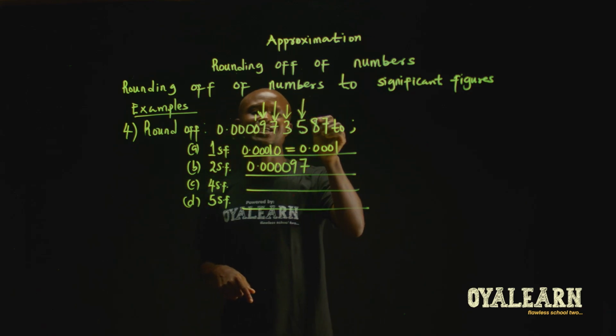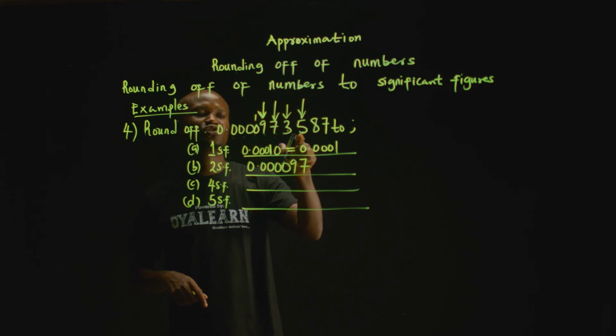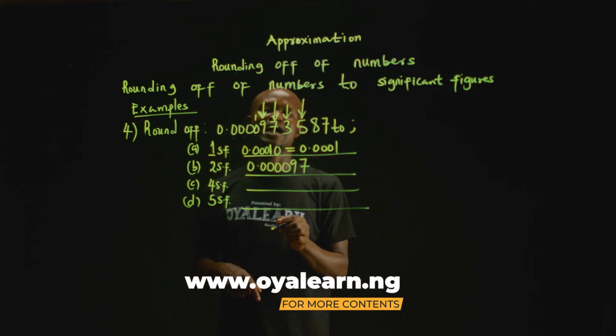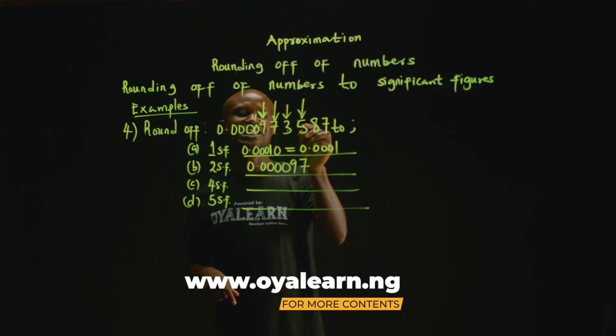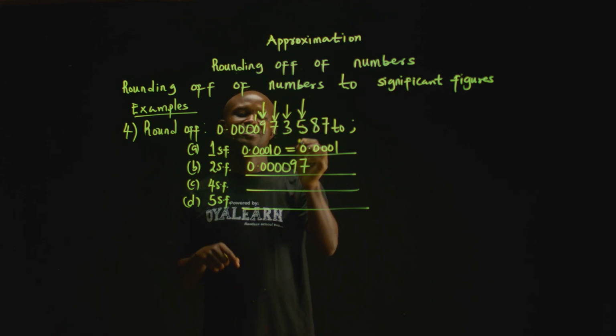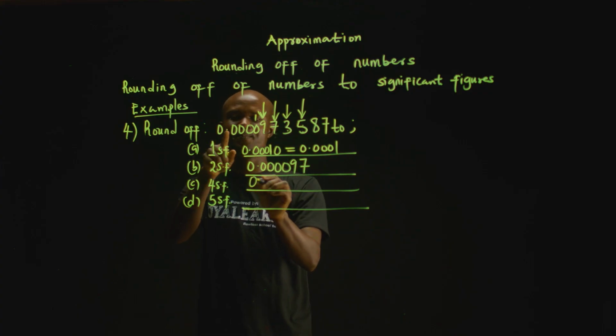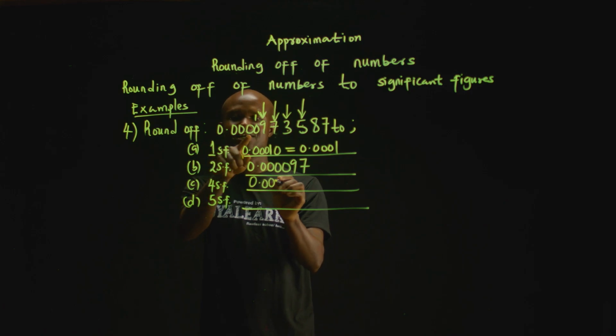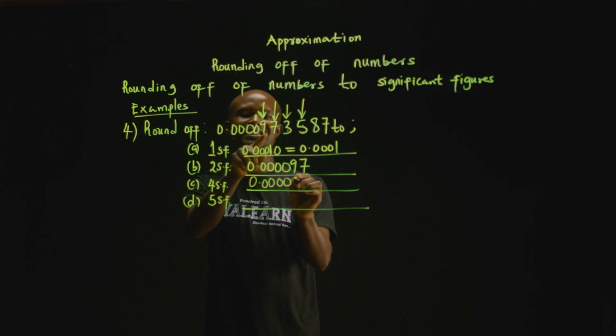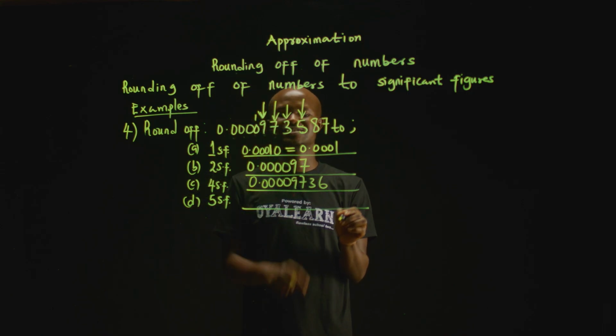So in this case, we take 1 from 8, we add it to what? To 5. So we have 6. So this 5 we turn to what? To 6. Then we write from the beginning 0.000, then 9736. Instead of 5, we have 6.